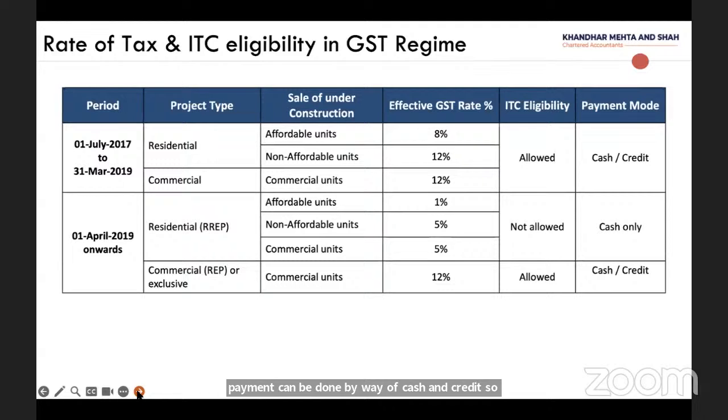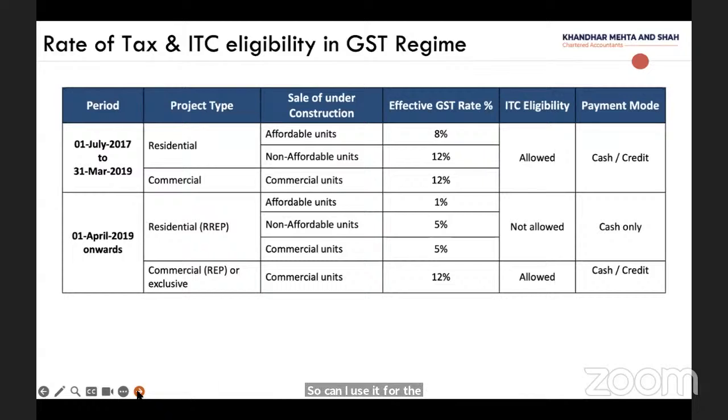But from 1st of April 2019, for RREP projects wherein the area of commercial units as compared to the entire area of the project is less than or equal to 15%, then reduced rates of 1% and 5% were applicable. And mind you, you cannot take the credit, so ITC cannot be availed, and that payment also needs to be done in cash. So one can say that I am having two different businesses, and I am having eligible ITC of one business. So can I use it for the discharge of liability of 5%?